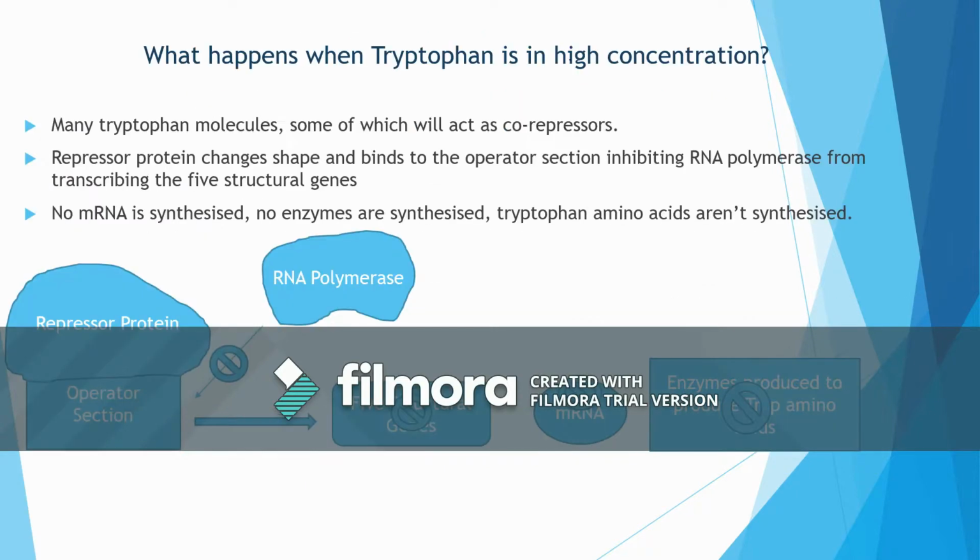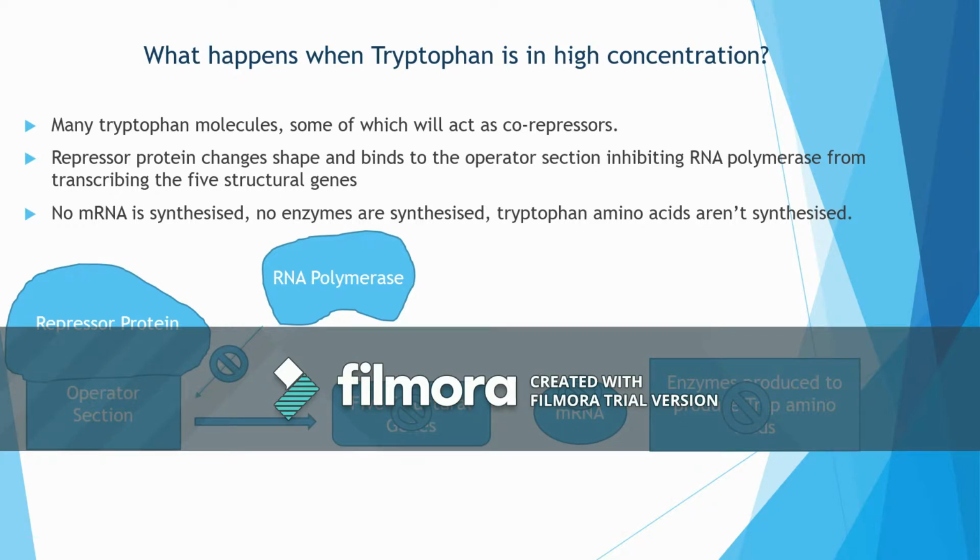Now we're going to have a look at what happens when tryptophan is in high concentration. This means that there are many tryptophan molecules, so some of these will act as co-repressors and they will bind to the inactive repressor protein, activating it. The 3D shape of the activated repressor protein changes and it binds to the operator section.